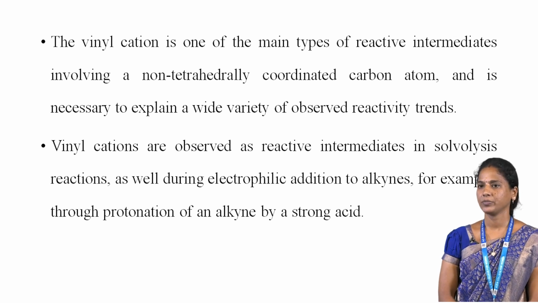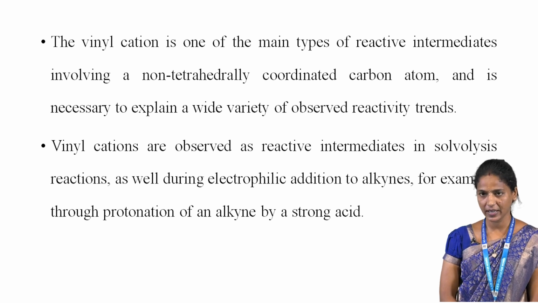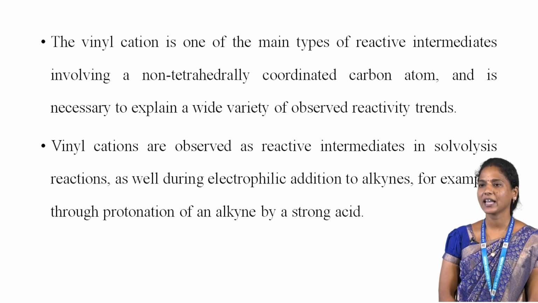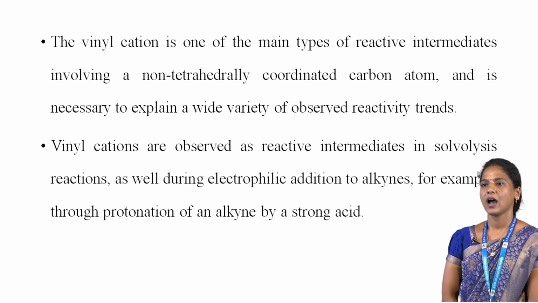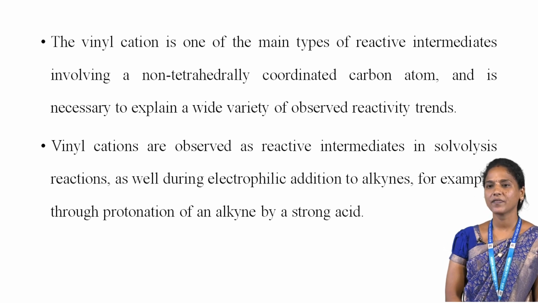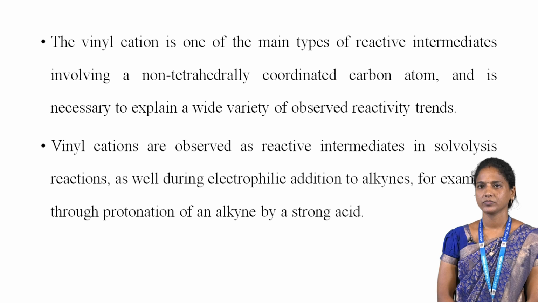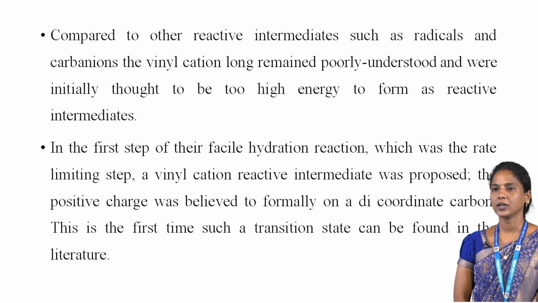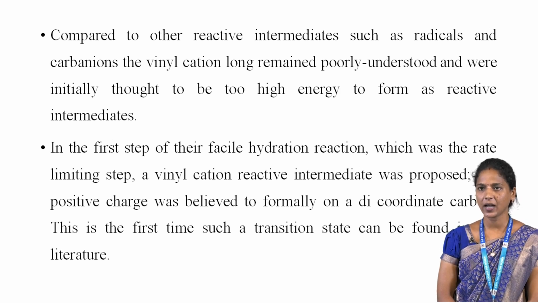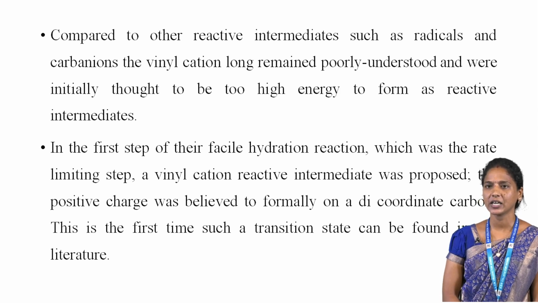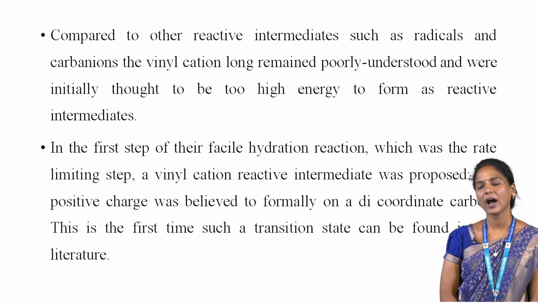As expected from the sp hybridization, the vinylic cation prefers a linear geometry. The compounds related to the vinylic cation include allylic carbocations and benzylic carbocations as well as aryl carbocations. Compared to other reactive intermediates such as radicals and carbanions, the vinylic cation long remained poorly understood, and they were initially thought to be too high in energy to form as reactive intermediates.